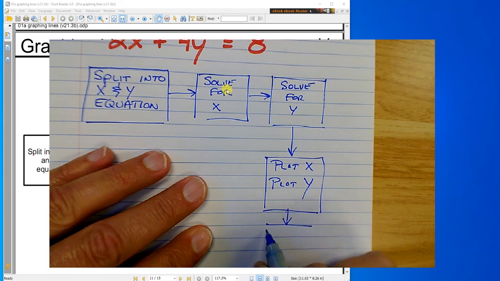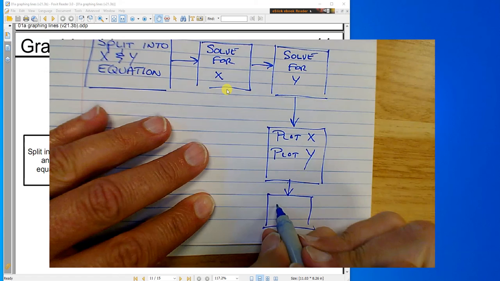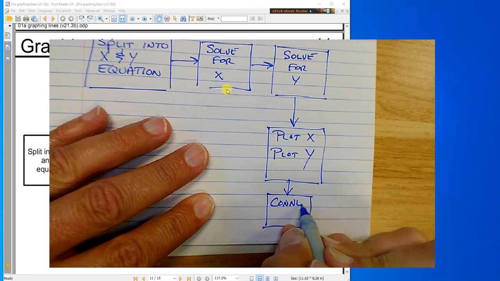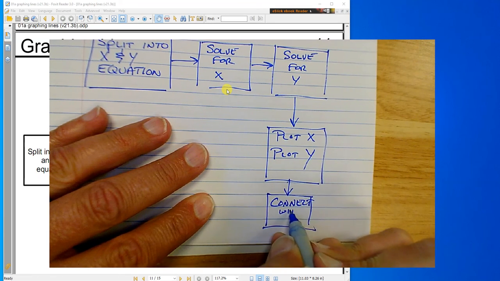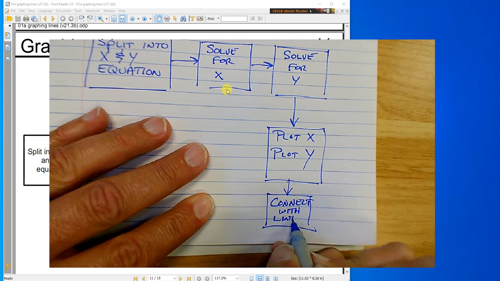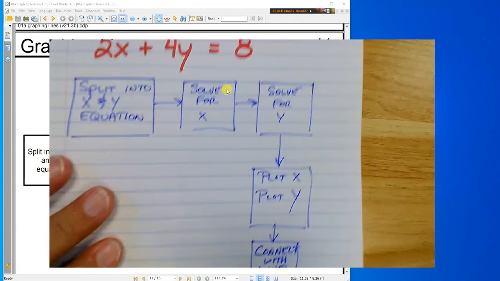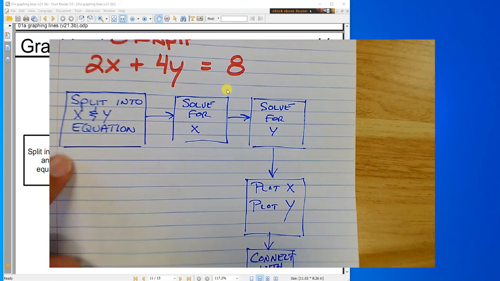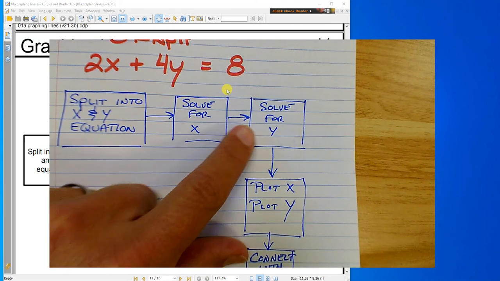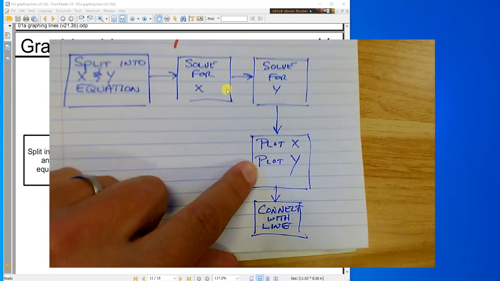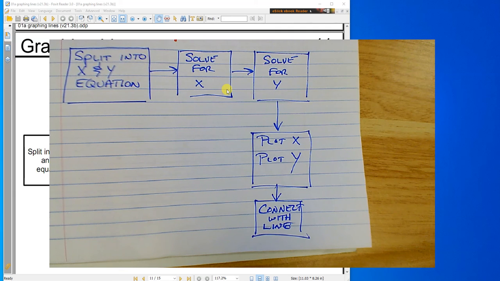So I'm changing my flow a little bit. Connect with a line. Split it into two equations, the x equation and the y equation. Solve it for x, solve it for y, plot the x, plot the y, connect it with a line, and you have graphed it.